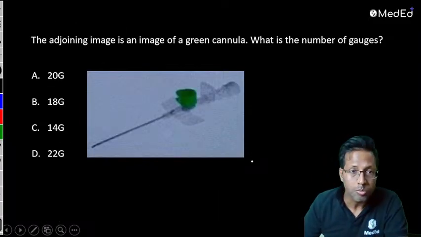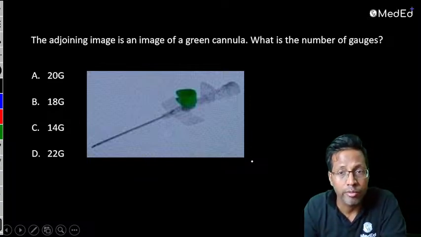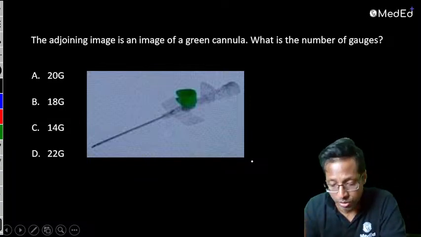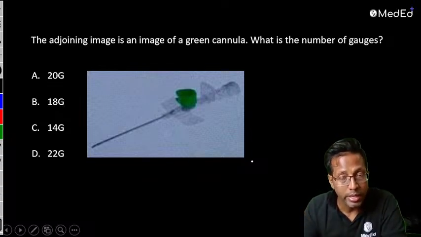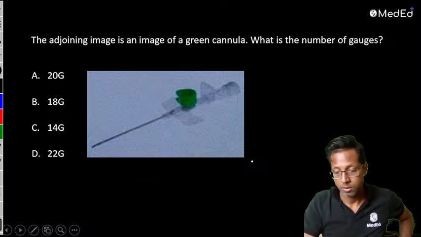Next question. The adjoining image is an image of a green cannula. What is the gauge number? Is it 20 gauge? Is it 18 gauge? Is it 14 gauge? Is it 22 gauge? Right? So anyone?